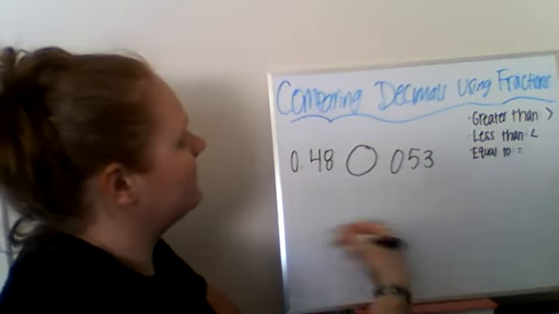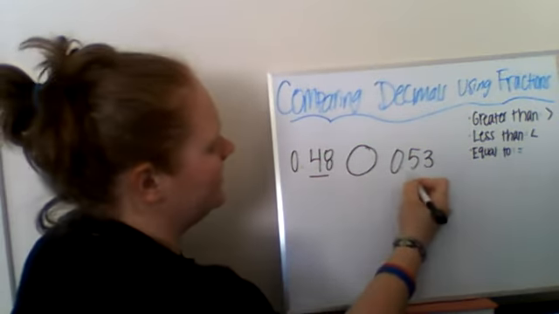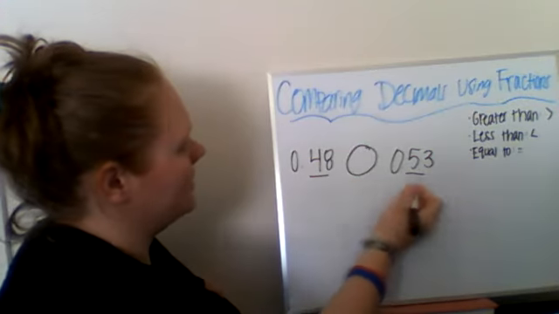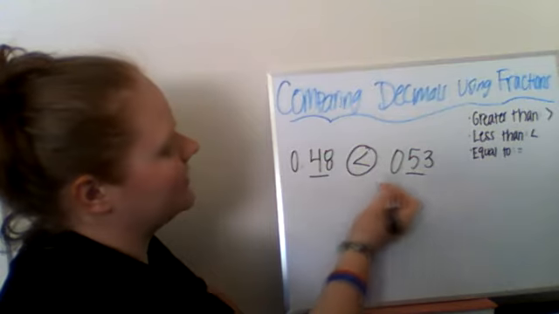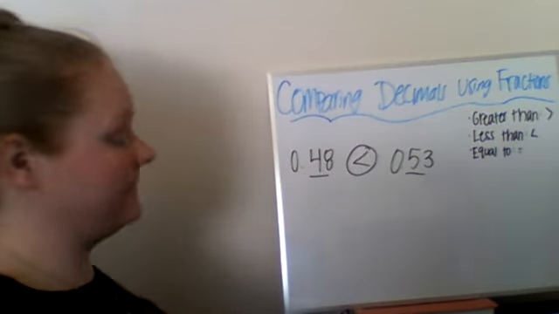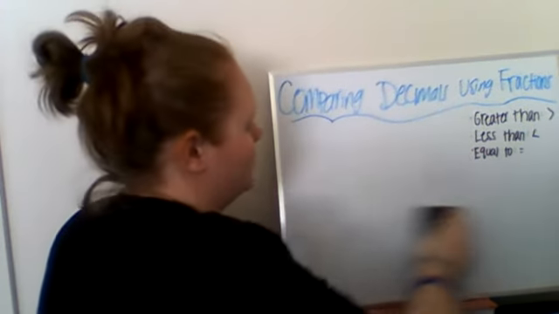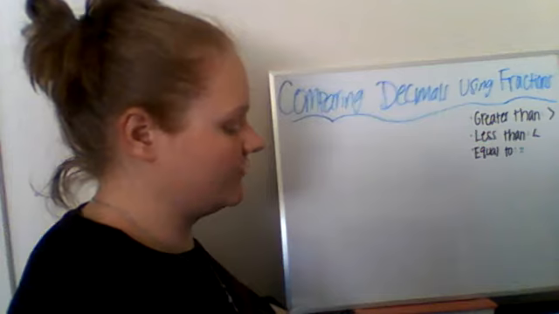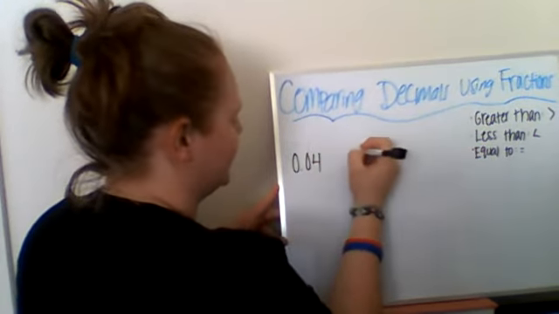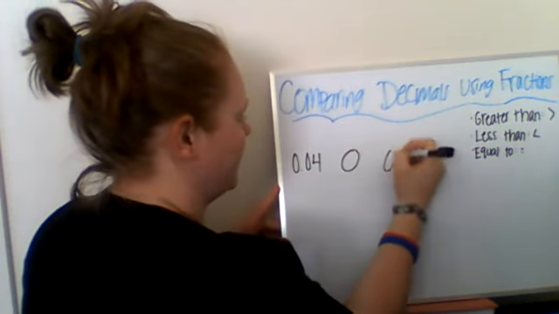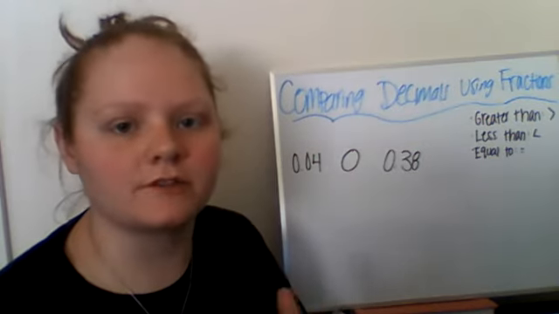Then if I move over to my tenths, because I need to keep going to be able to compare them, I have a 4 in my tenths and a 5 in my tenths. Well, I know 4 is less than 5, so in this case, 48 hundredths is going to be less than 53 hundredths. Okay, so let's move into the second way that I'm going to show you on how to compare decimals. Okay, so if I give you the example 4 hundredths, and I want you to compare that to 38 hundredths, we're going to be looking at the fraction form of these numbers now.